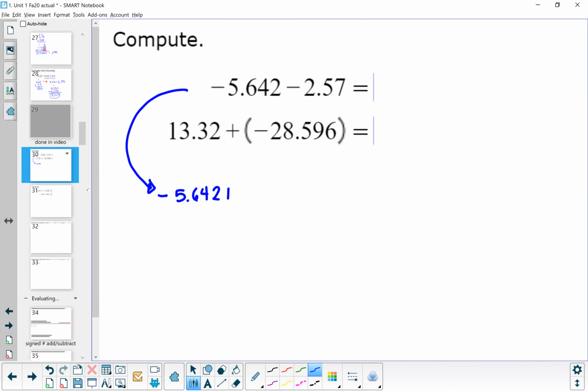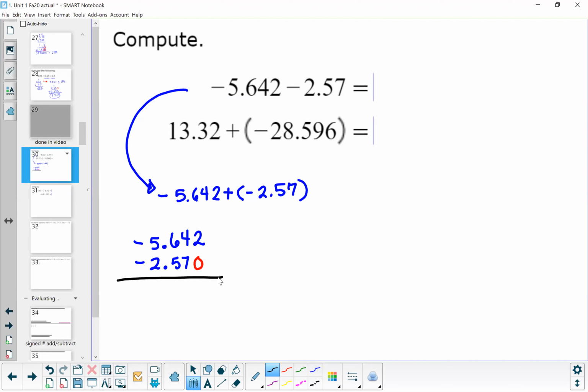5.642 plus negative 2.57. So now that I have an addition question, I see that I'm adding two numbers that have the same sign. So add them and your answer will be negative. I'm going to line these numbers up vertically by place value. So I have negative 5.642. Line up the second one, negative 2.57. If it works for you, you can put a placeholder of 0 here.